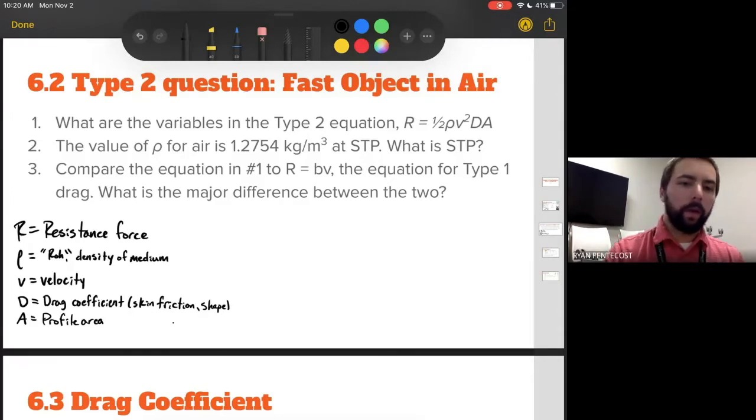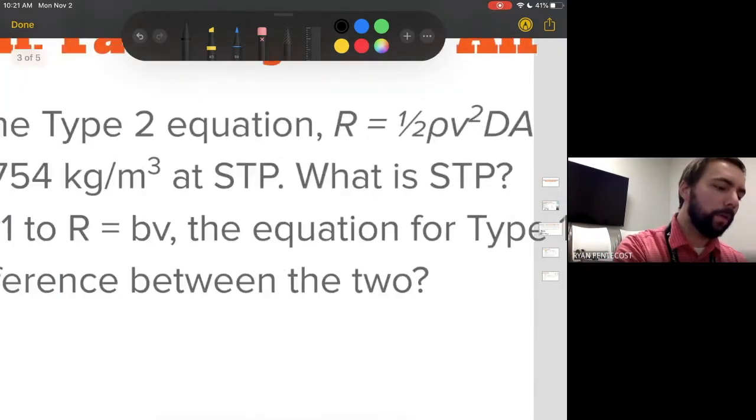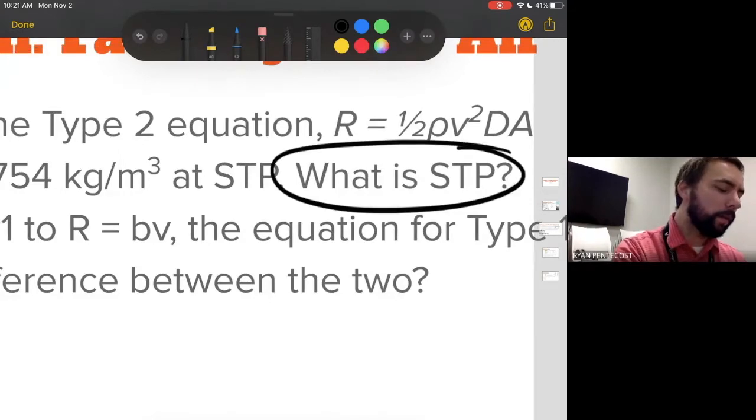So number two, the value of rho for air is 1.2754 kilograms per cubic meter at STP. What is STP? So STP, right? That is standard temperature and pressure.